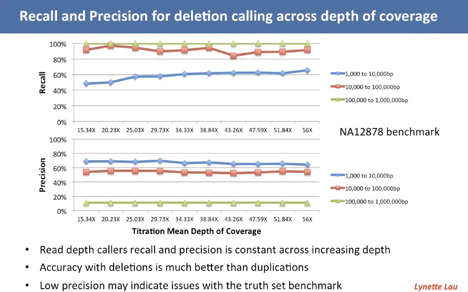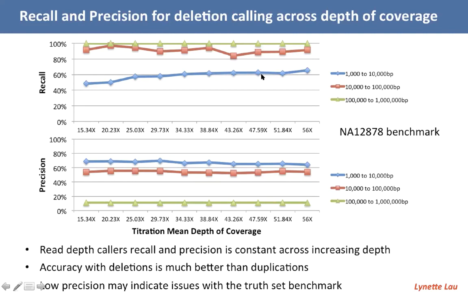And so in this case, you can see this is for the NA12878 benchmark. This is the recall and precision for deletion calling across different depths of coverage. As I said, the reason for this was trying to figure out whether we needed to go to a different depth. And we split into the different sizes, as you can see. Overall, the results showed, and this is using the Dragon CNV caller, however our results are very similar using any other read depth caller, that in general, increasing depth doesn't really get you much in terms of your sensitivity at a lot of these levels, especially once you go over 30x. So we were happy to see this.